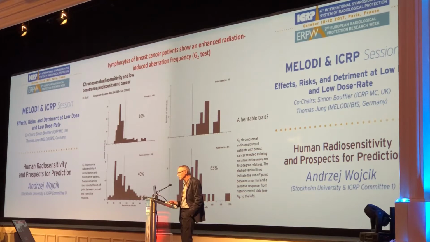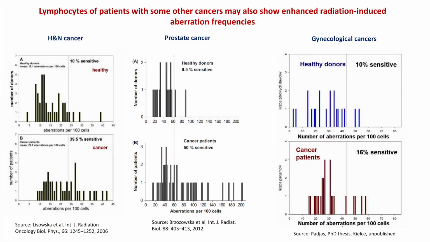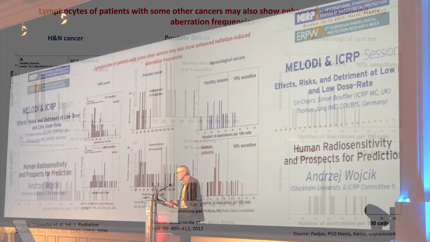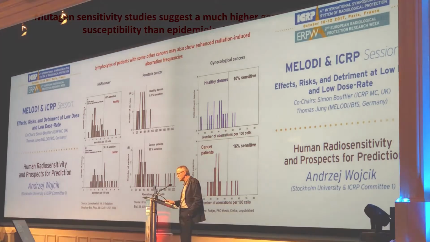So he identified the patients, so he took some patients from this group, and then he looked at their children. And 63% of the children had the same phenotype of high radiosensitivity. So it seems, yeah, there is some heritability here. And there are a number of studies where people looked at different cancer sites, and not all cancer sites show such a high cutoff. I mean, for gynecological cancer, 16% sensitive, but not so many patients. For prostate cancer, 50%. For head and neck cancer, about 40%. But there is something there.